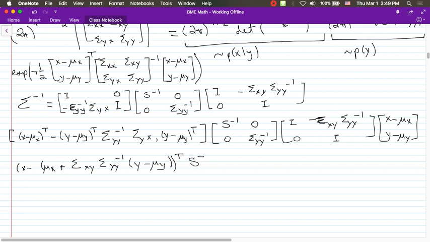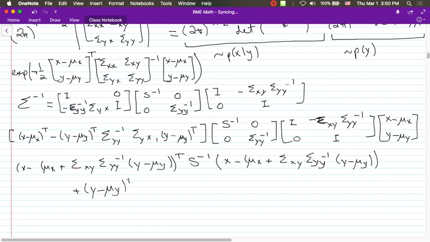transpose S minus 1, times x minus mu x plus sigma xy, sigma yy minus 1, y minus mu y, plus y minus mu y transpose sigma yy inverse y minus mu y.